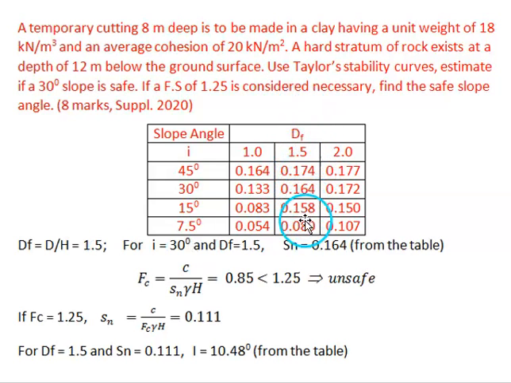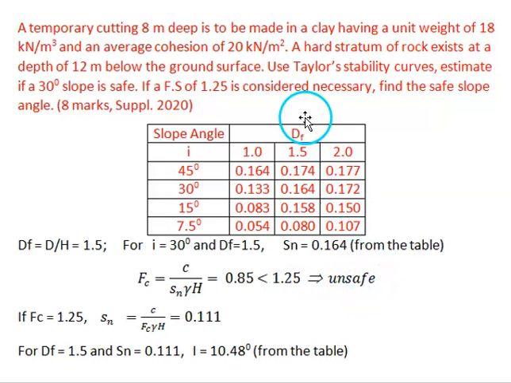So we have to take this column. Then i value is given as 30 degrees. So here slope angle is 30 degrees. So for 30 degrees and depth factor 1.5, the value is 0.164. So taking this stability number into the equation, we can estimate the factor of safety, which is coming as 0.85. And here the factor of safety of 1.25 is considered necessary. So because it is less than 1.25, it is unsafe.